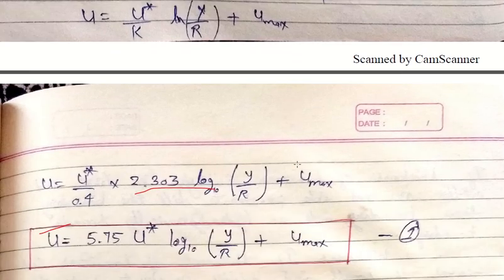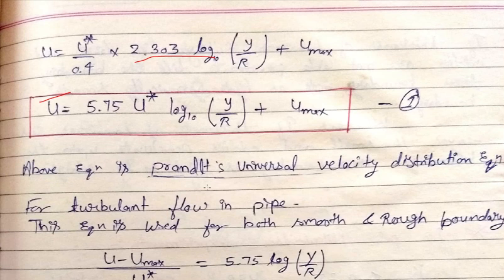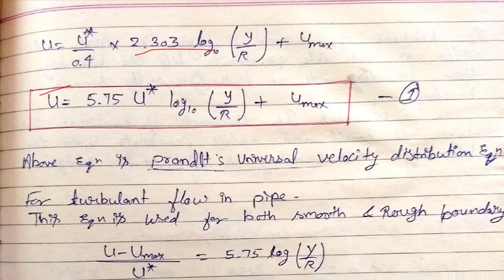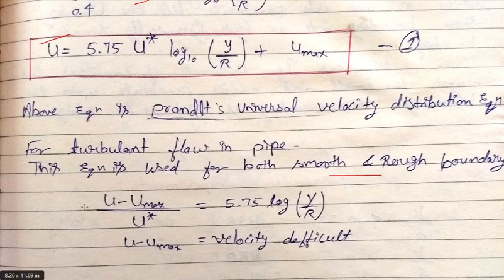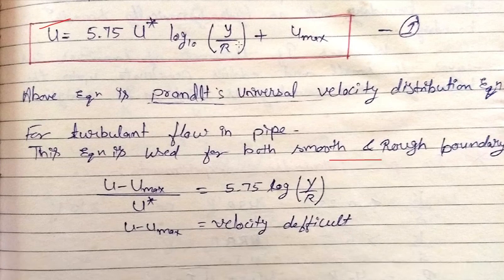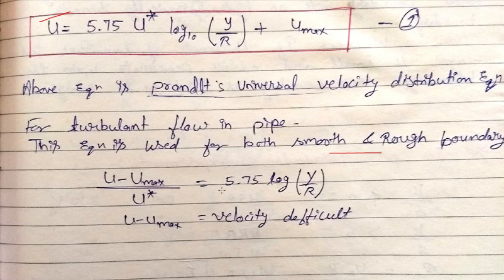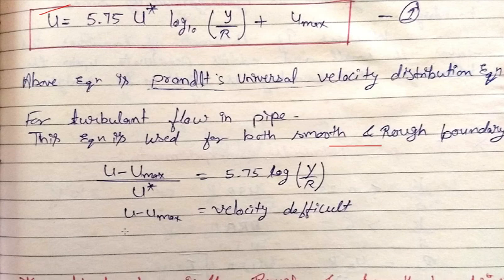Now the above equation is called Prandtl's universal velocity distribution equation. For turbulent flow in pipe, this equation is used for both smooth and rough boundaries. So here (u minus u max) divided by u star is equal to 5.75 log (y by r), and u minus u max is called the velocity defect.